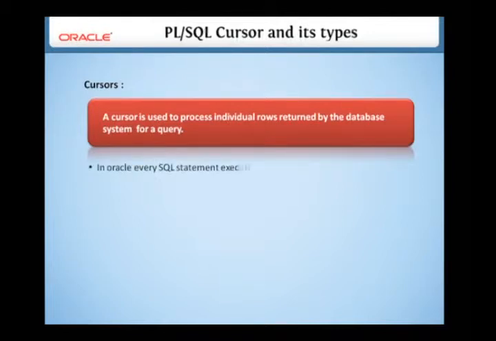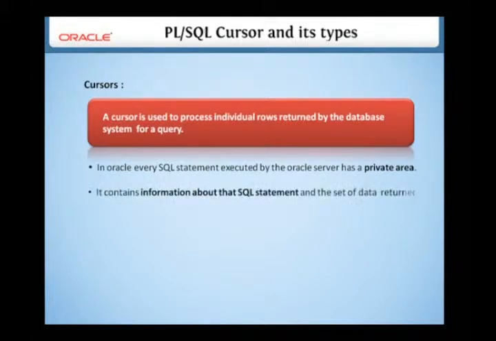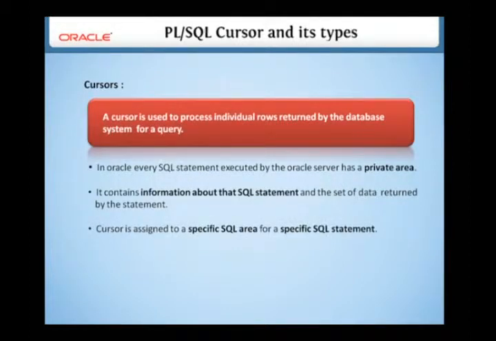Generally, in Oracle, every SQL statement executed by the Oracle server has a private area. This area contains information about that SQL statement and the set of data returned by the statement. In PLSQL, a cursor is assigned a specific SQL area for a specific SQL statement. For example, if you create a cursor for a simple select statement, the server allocates a specific area for that statement. So the result of the statement is stored in that particular area.